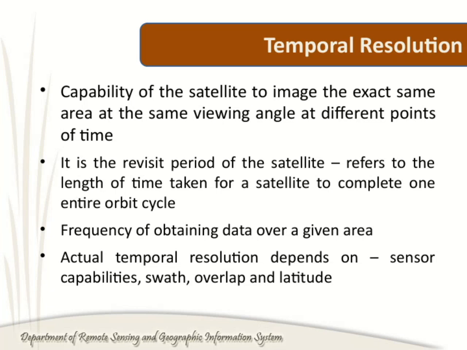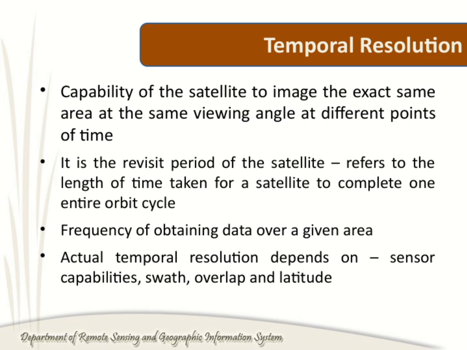Now, let's talk about temporal resolution. This refers to a satellite's ability to image the exact same area at the same viewing angle at different points in time. Essentially, it's about how frequently a satellite can revisit the same spot on Earth. We call this the revisit period, which is the time it takes for the satellite to complete one full orbit cycle and return to the same location. This frequency of data collection is crucial because it determines how often we can monitor changes over a particular area.